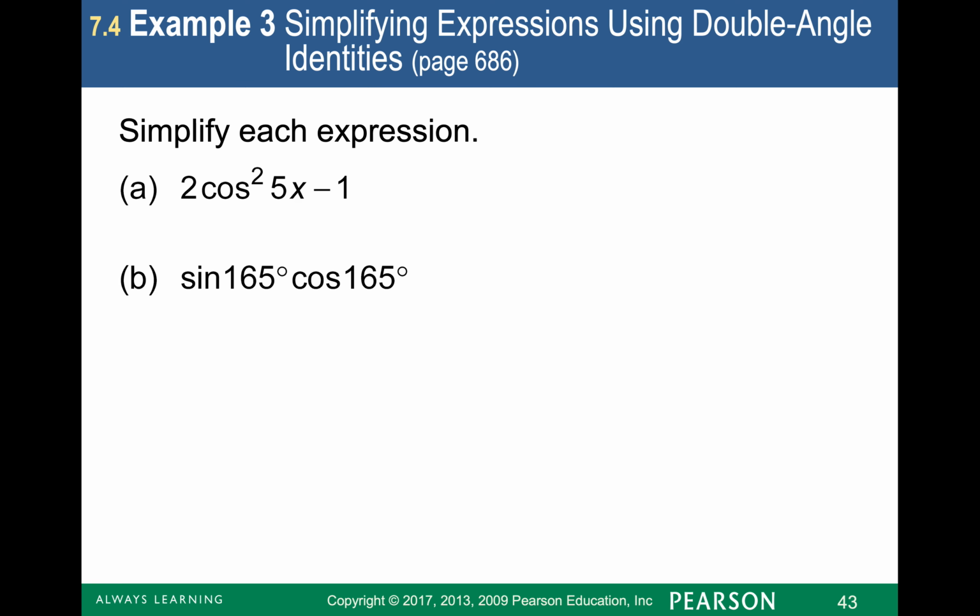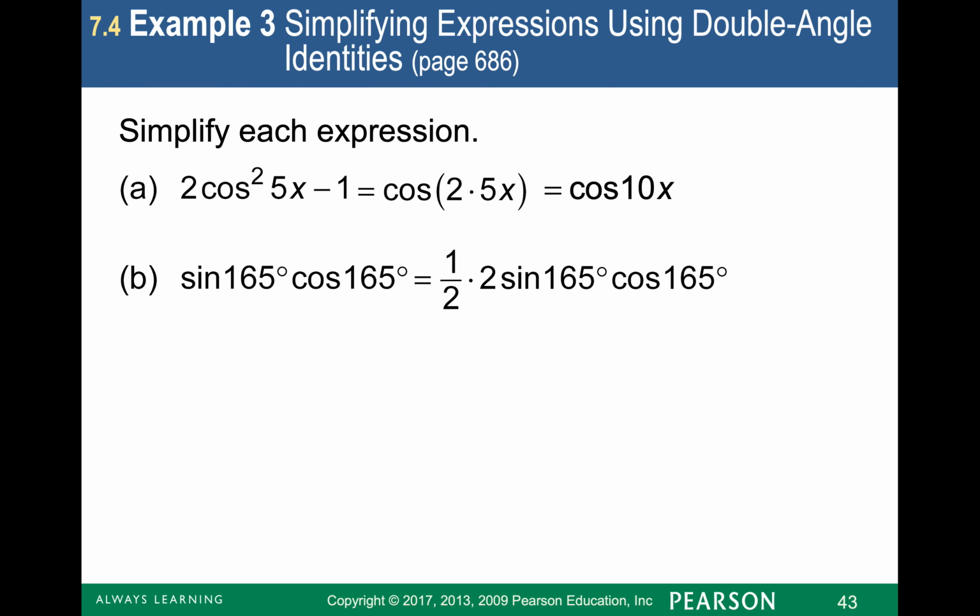Here are some additional examples of how I can utilize these functions. 2 cosine squared of 5x minus 1. If I want to simplify that, I can take that cosine of 2 times 5x, which would be 10x, because that is the equivalent of the cosine double angle identity. Remember, the cosine double angle identity is 2 cosine squared theta minus 1. So I'm taking that theta value of 5x and I'm multiplying it by 2.